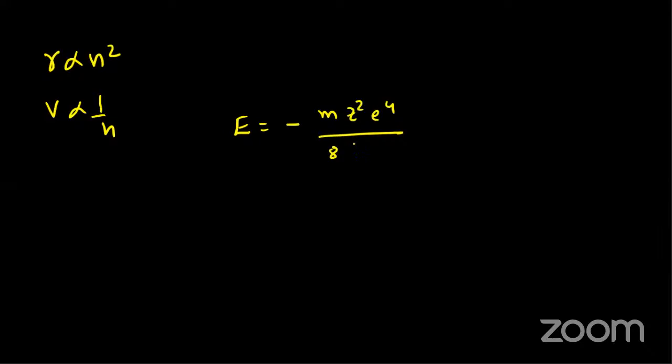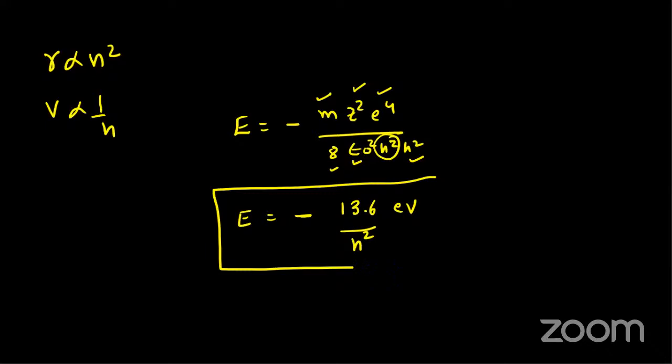Okay, so we know that radius is proportional to n square. We know that velocity is proportional to 1 by n. What happens to energy? The energy formula is minus m z square e to the power 4 divided by 8 epsilon naught square n square h square. Mass of electron is constant, I'll put z equal to 1, e is 1.6 times 10 to the power minus 19, 8 is constant, epsilon naught is constant, h is constant. When I solve all of this, I get 13.6 electron volt. n is not constant, so I'll bring this n outside.